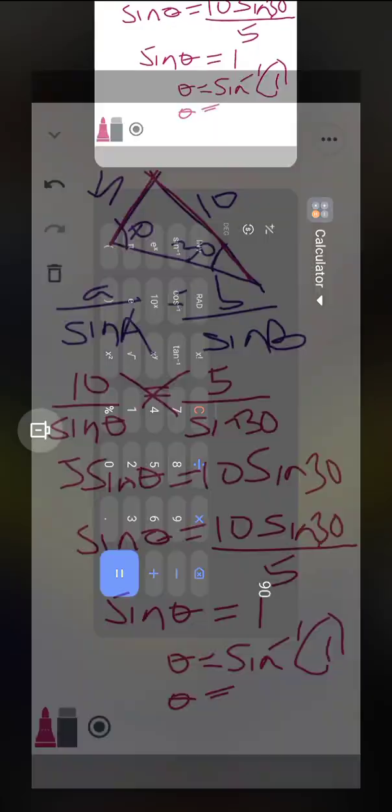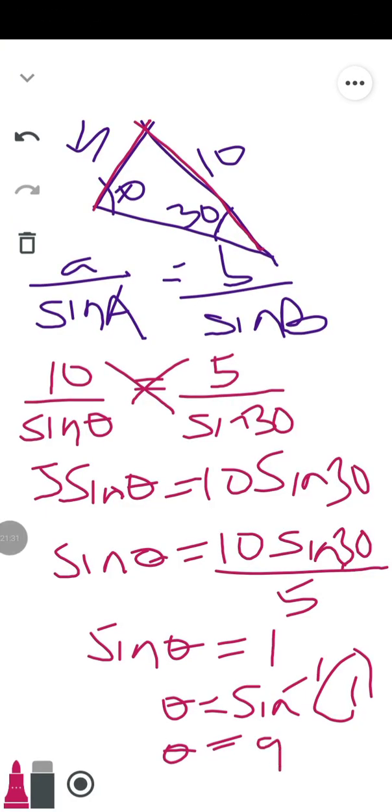Do you get that? So that angle theta is 90. There's even 90 inside, but we didn't know before. So you can't assume. So that angle is 90. Do you understand? Good. Write it down. Good.